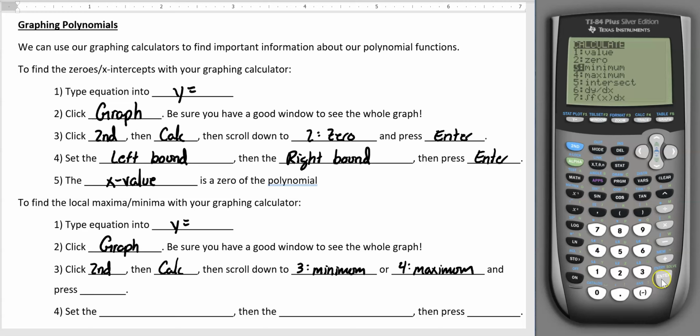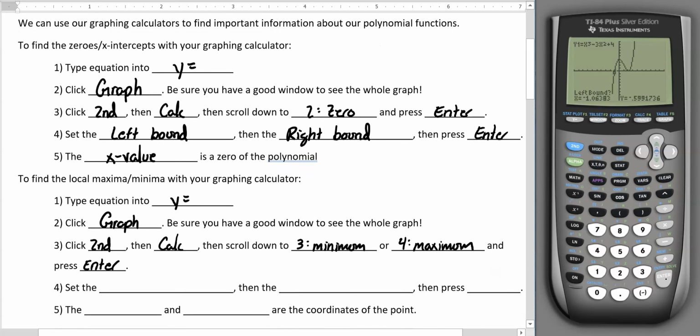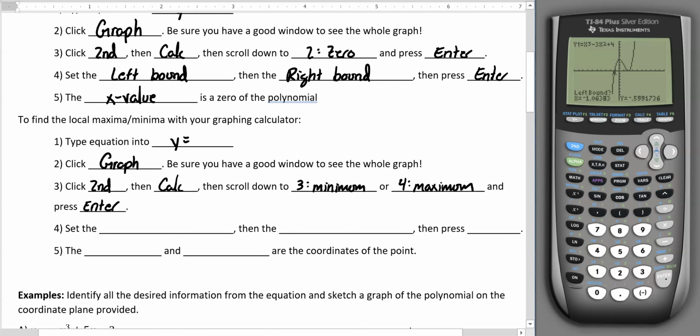For this case, let's do a minimum. That means we want to find the lower values. Now we press enter once we've picked that, and again, they ask us to set the left bound and right bound. I selected minimum, so I want to get to the left of what I think is the lowest local minimum. So there's the left bound and then the right bound.